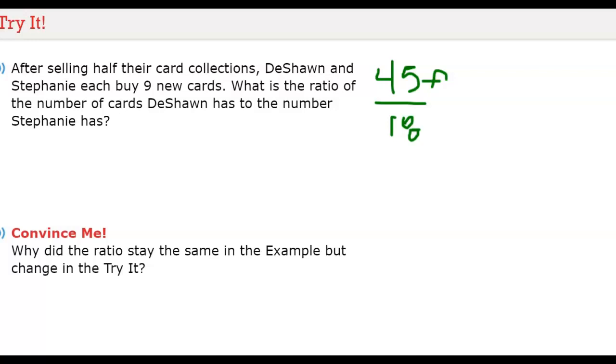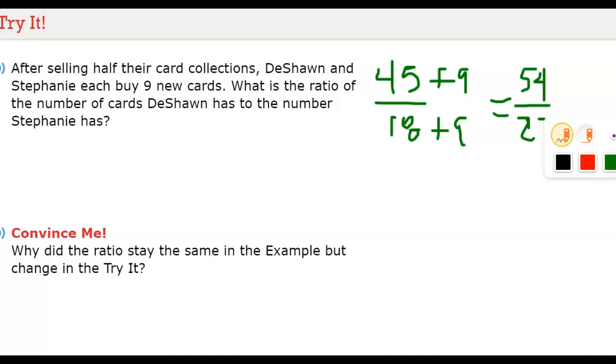So let's add 9 more to each person. So 45 and 9, that's 54. And 18 plus 9 is 27. So now we need a new ratio, and we want a simplified ratio. So we're going to find the greatest common factor and divide by that number. That would be 9. So we're going to divide the top and the bottom by 9.